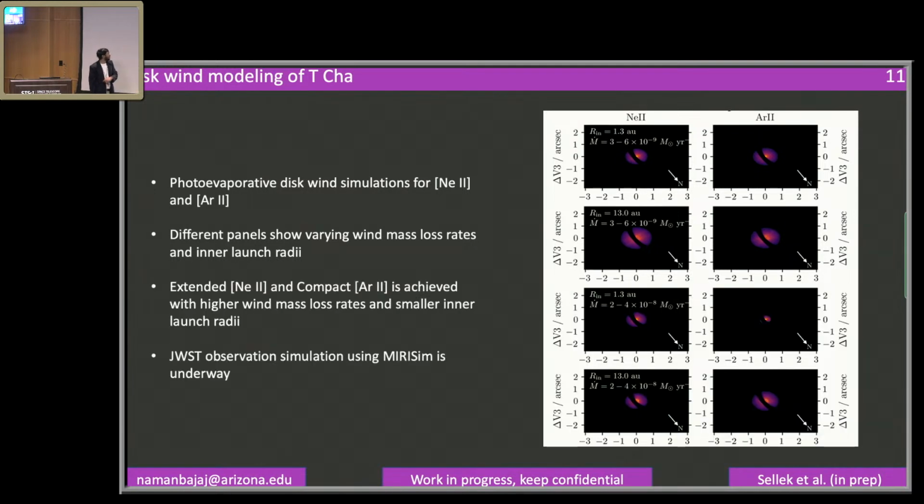But if you increase the wind mass loss rate to 10 to the power minus 8, and if you look at the very close-in winds, then you start seeing that difference. You start seeing that argon 2 is much more compact than neon 2. So this suggests that the wind mass loss rate in Teacher is quite high. That is, it is dispersing the disk really quickly. And the launch radii of this disk wind is very close in, at about 1.5 or 2 AU. For more details on this work, he will be writing a paper on this, so look forward to that.